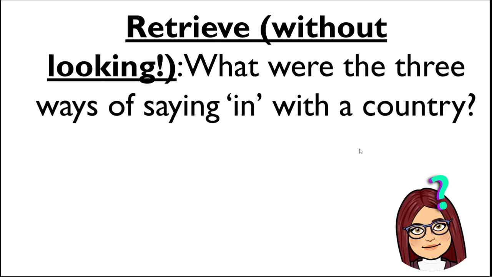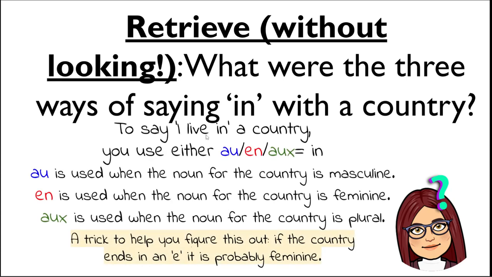Okay, next one, retrieving again without looking. What were the three ways of saying in with a country? So we've got to say I live in with a country, you either use en, au, or aux. And they all mean in. So on the previous one we had à, which meant in. This one we've got en, au, and aux, meaning in.